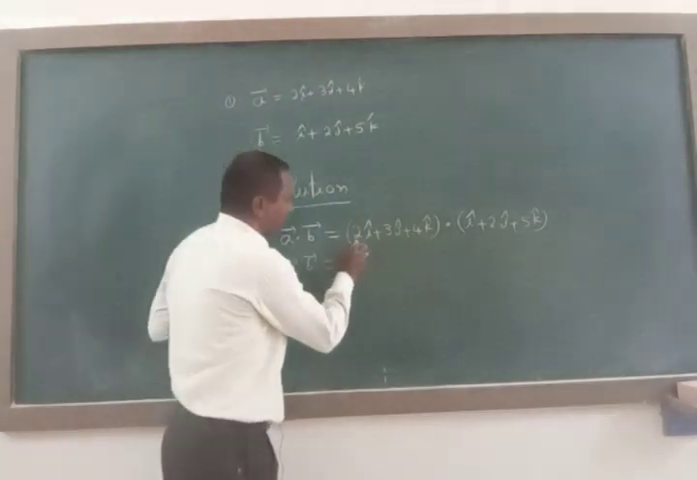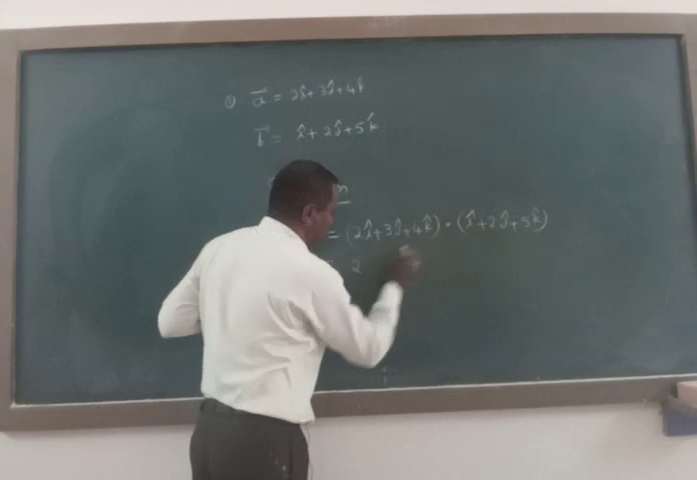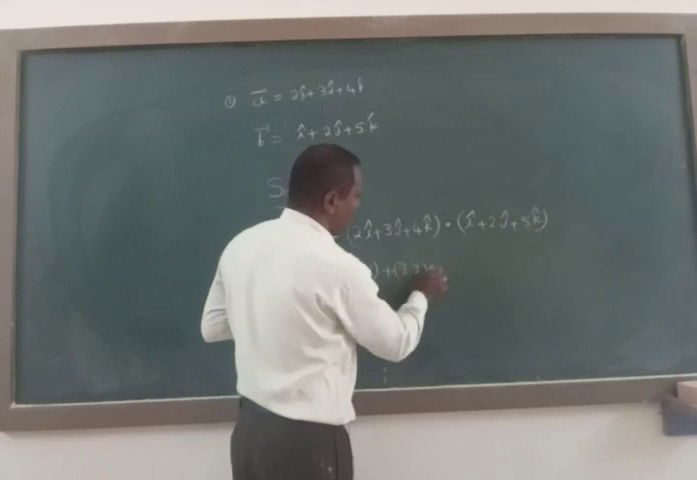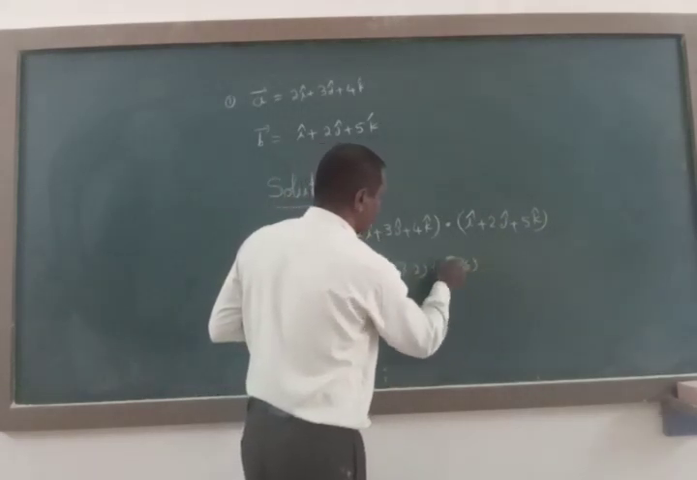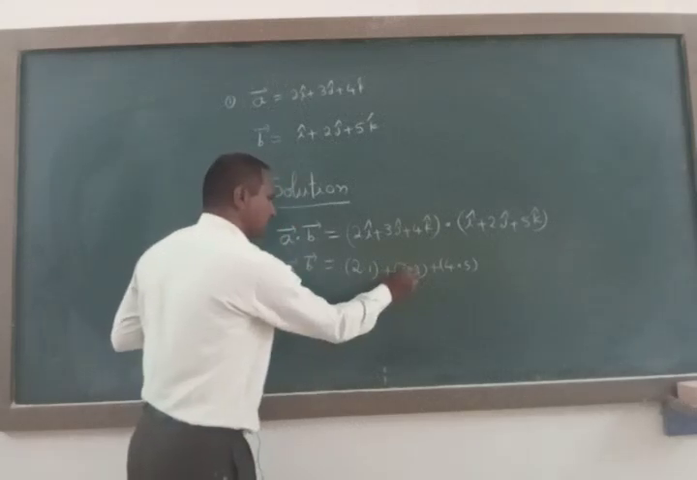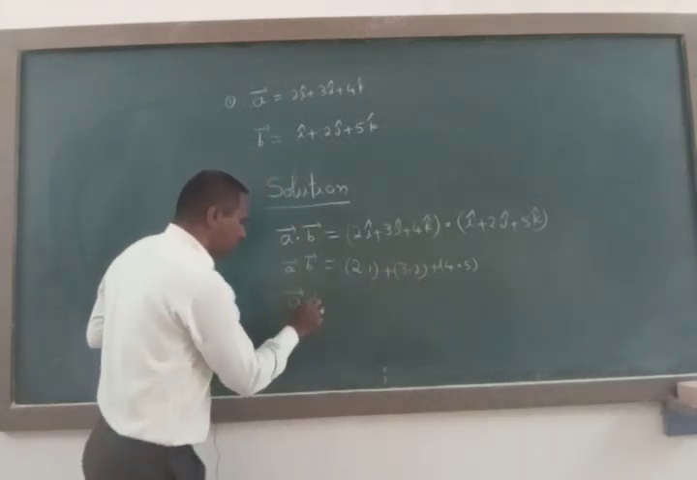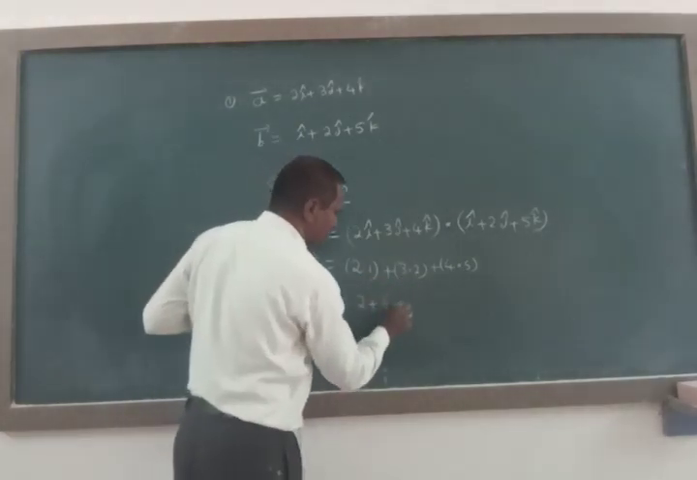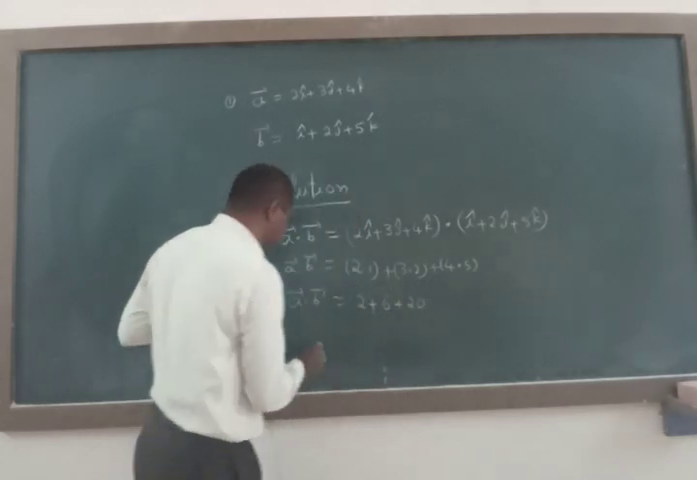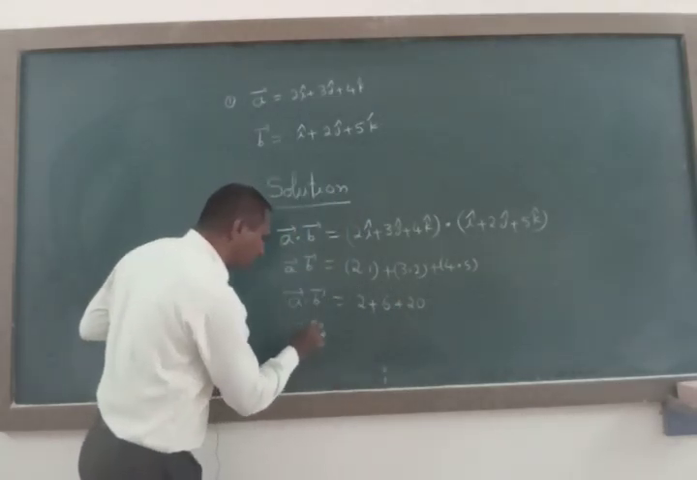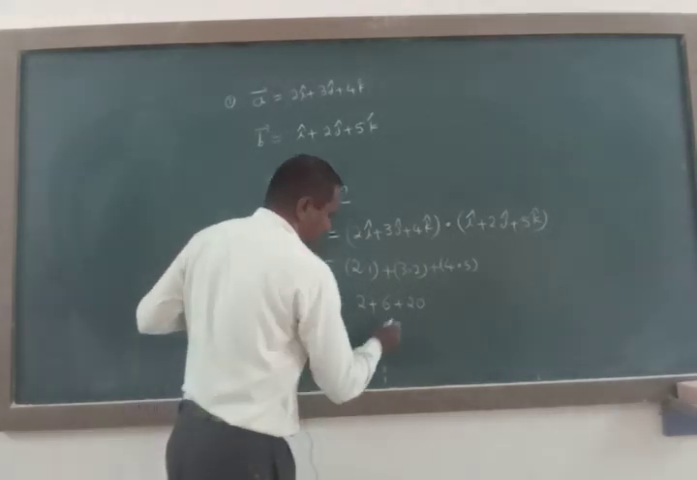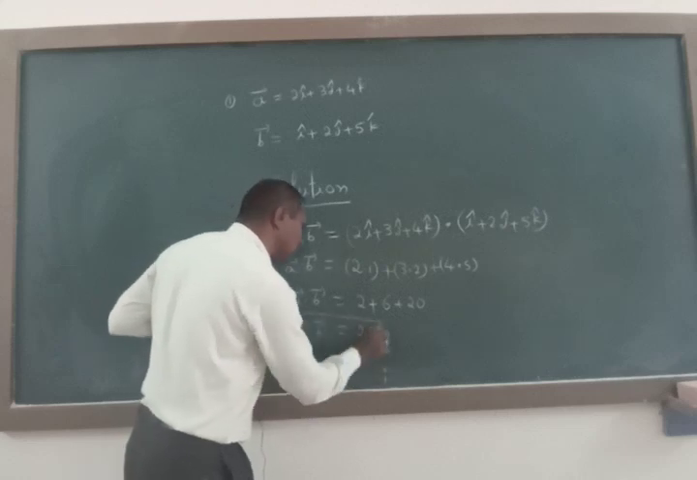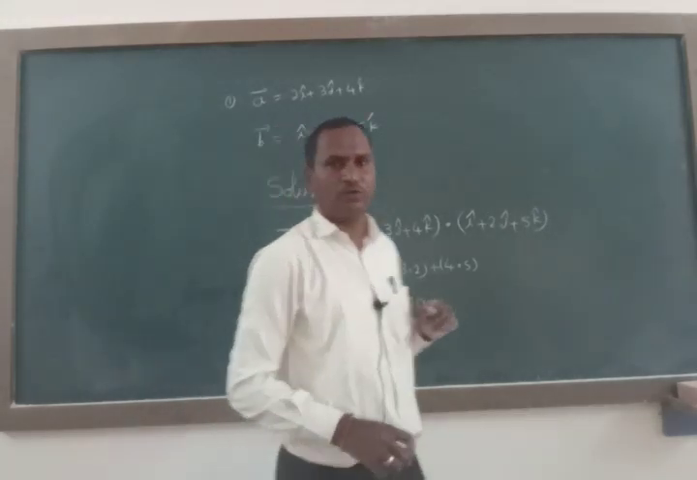That is, 2 into 1, plus 3 into 2, plus 4 into 5. That is, A bar dot B bar is equal to 2 plus 6 plus 20. Finally, A bar dot B bar is equal to 8 plus 20, that is 28 in total. We get the dot product or scalar product of the given two vectors.